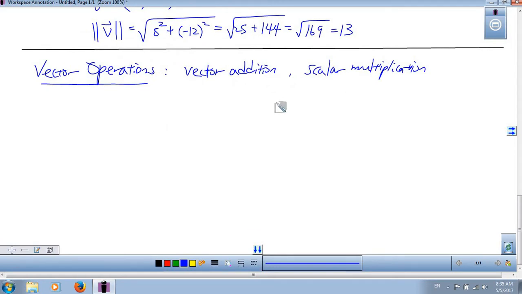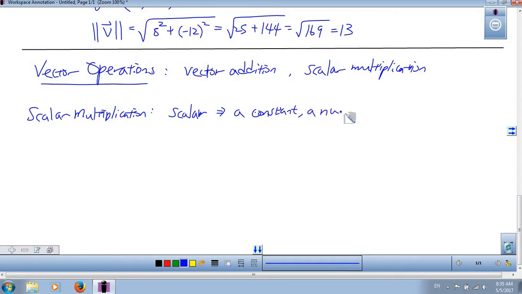So, how do we add vectors? Or actually, let's go ahead and do scalar multiplication first. Now, what do I mean by scalar multiplication? What is a scalar? If you say a scalar is just a number, then you're right. Scalar comes from the word scale. A scalar is just a numerical constant, a number. So when we do scalar multiplication, we're just multiplying the vector by a number.